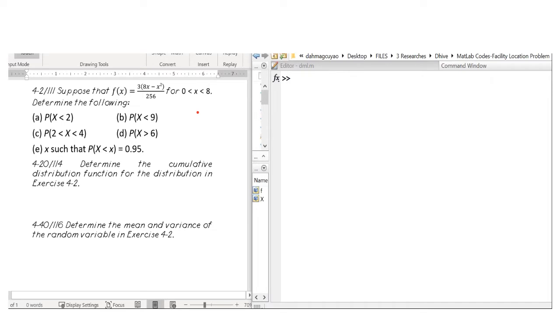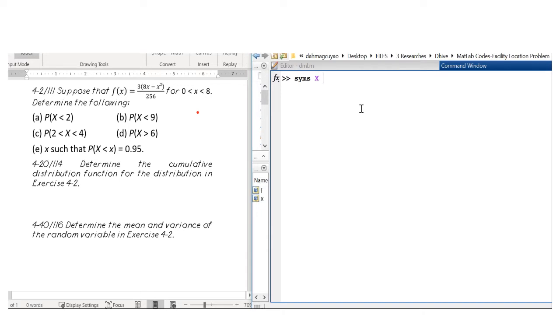Let us consider this problem. We are given a probability density function f of x equal to 3 times (8x minus x squared) all over 256 for x from 0 to 8. So first, we define the symbolic variable, the random variable x, and f of x.